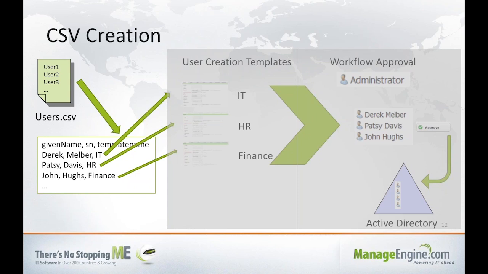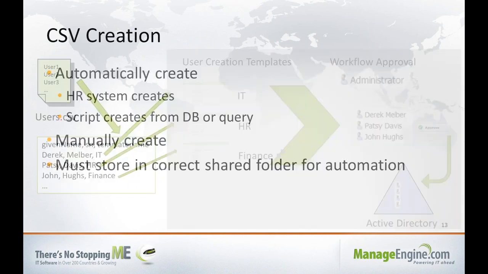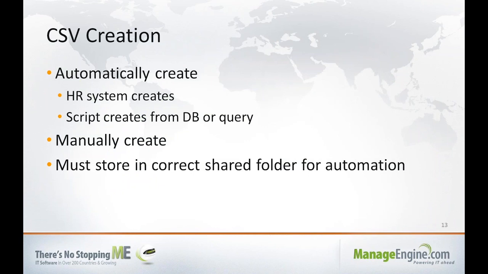Now we have to talk about the CSV file. Remember, we have a list of users, new employees. We have their first name, we have their last name, and we know which department they're going to work in. How do we get the list of employees into a format that ADManager Plus can consume? Well, what we're going to do is rely on really one of three options. We're going to take the employees out of the HR database, if there is an HR database, and we're going to have a CSV file created from that.